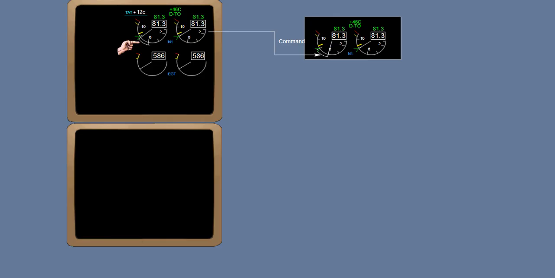The command sector is a white band that momentarily appears to indicate the difference between current N1 and the N1 commanded by throttle position. Therefore, this momentary display appears when rapid thrust lever movements are made to indicate the expected thrust value prior to the engine reaching the selected value. As the engine accelerates or decelerates to match the commanded setting, the command sector is erased.